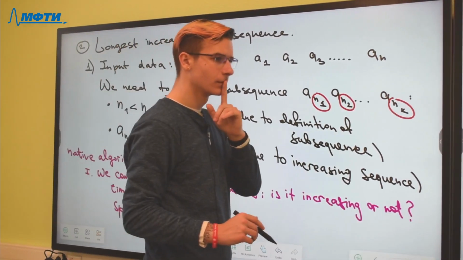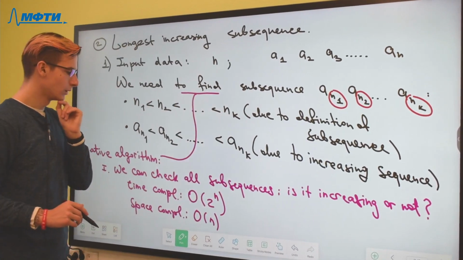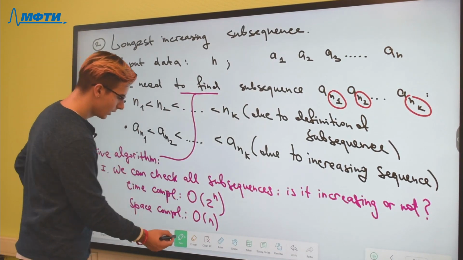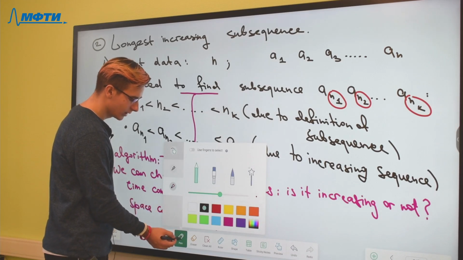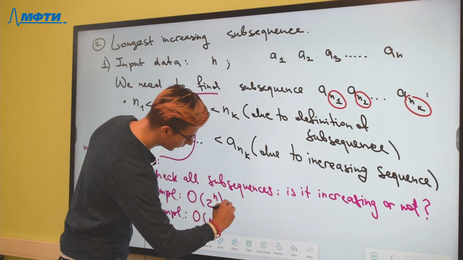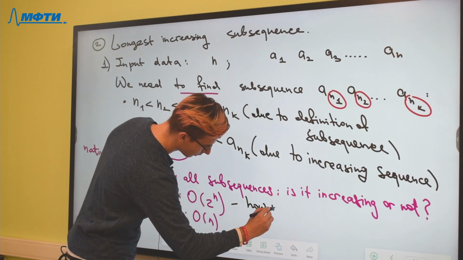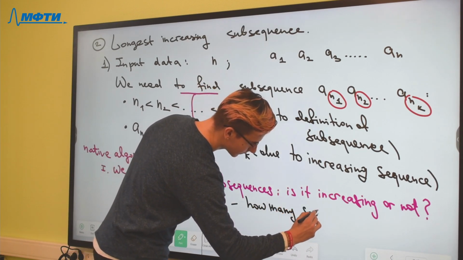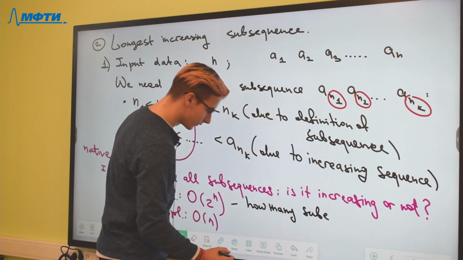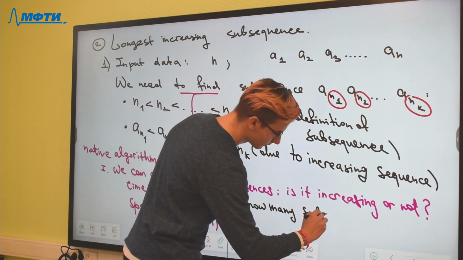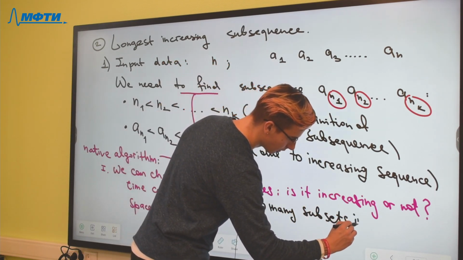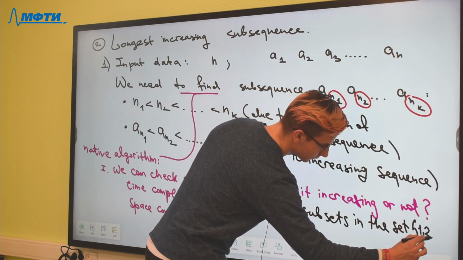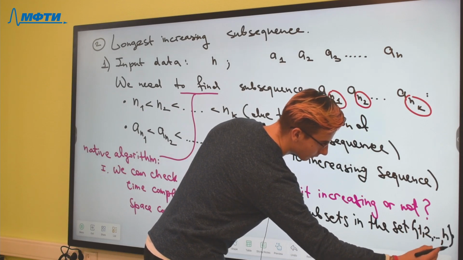I didn't understand why we need 2 to the power n for the time complexity. Can you please explain to me why it is equal to that? Okay. Can you ask yourself how many subsequences, or subsets, are in the set 1 to n?